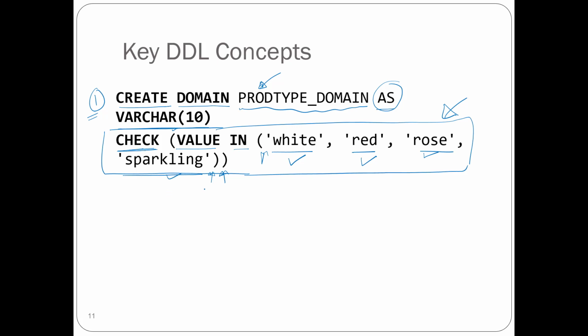That's a very useful feature to have, where you can define your own domain type, and after this domain type has been defined, like the product type domain, you can use this domain any number of times you want, maybe in multiple tables. And later on, if you find that we need to add an additional value here, you only need to modify your domain, which is very efficient and convenient.